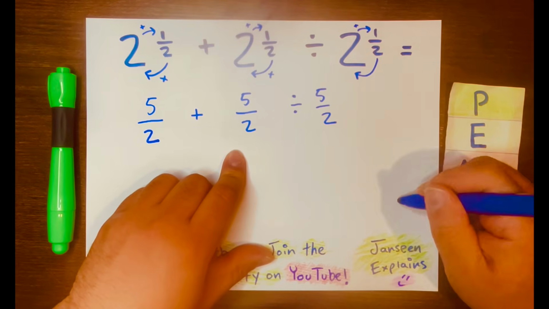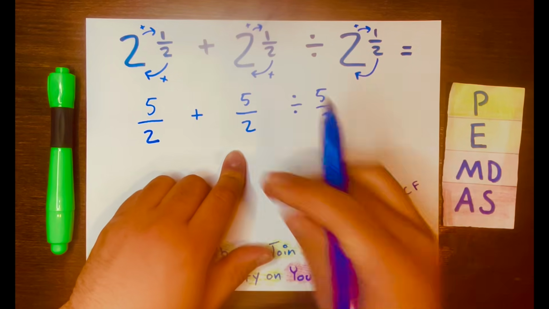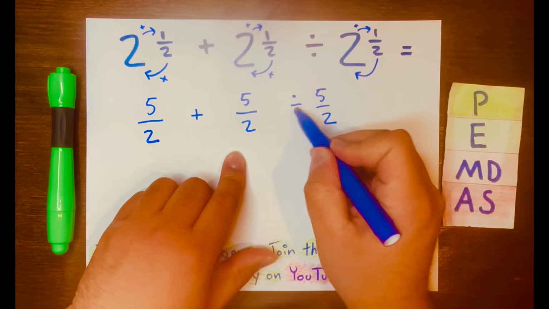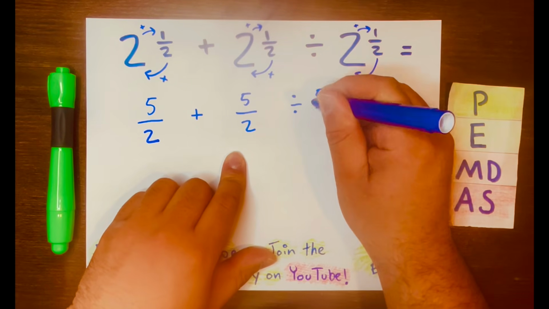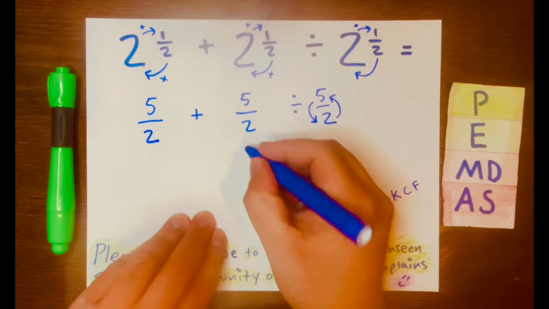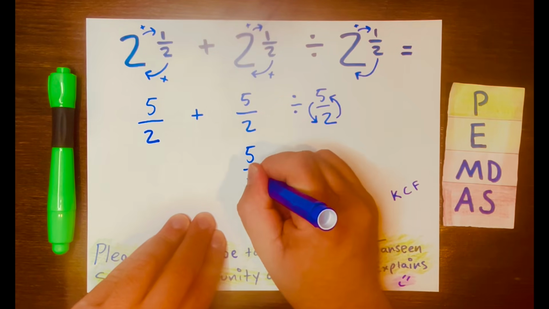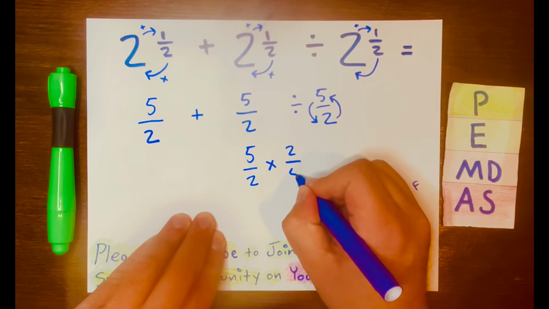And we're going to use this rule called keep, change, and flip. So we're going to keep the first part, change division to multiplication, and then flip this fraction. So the 2 will go on top and the 5 will go at the bottom. So let me write that down. So 5 over 2 is the keep. Here's the change. And here is the flip.